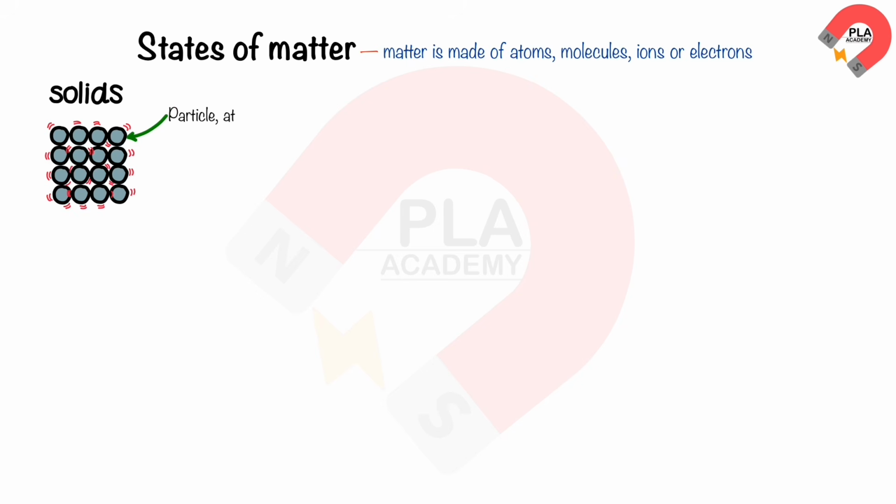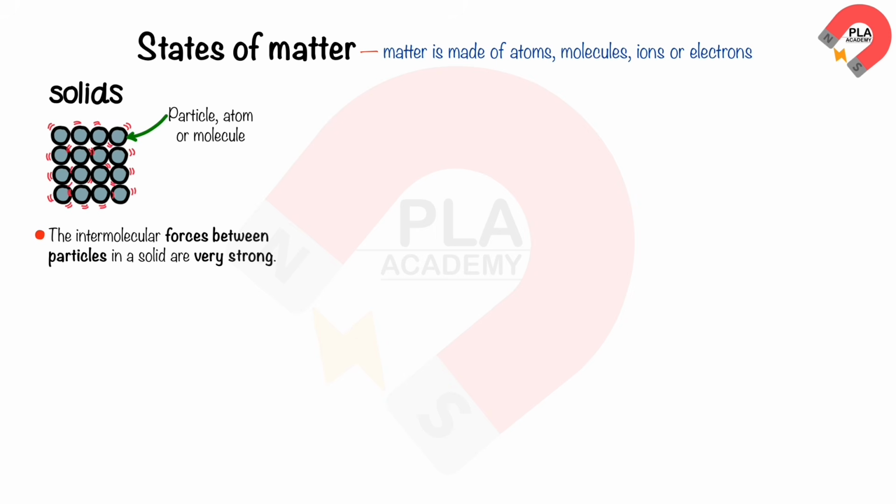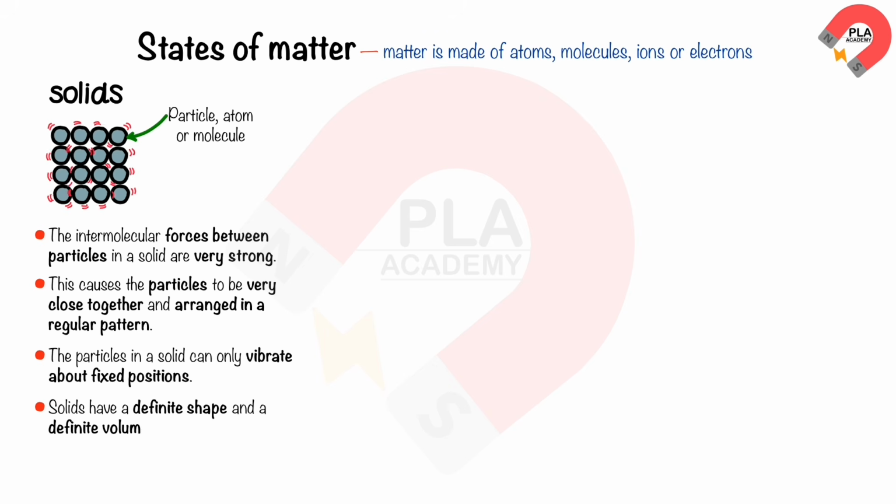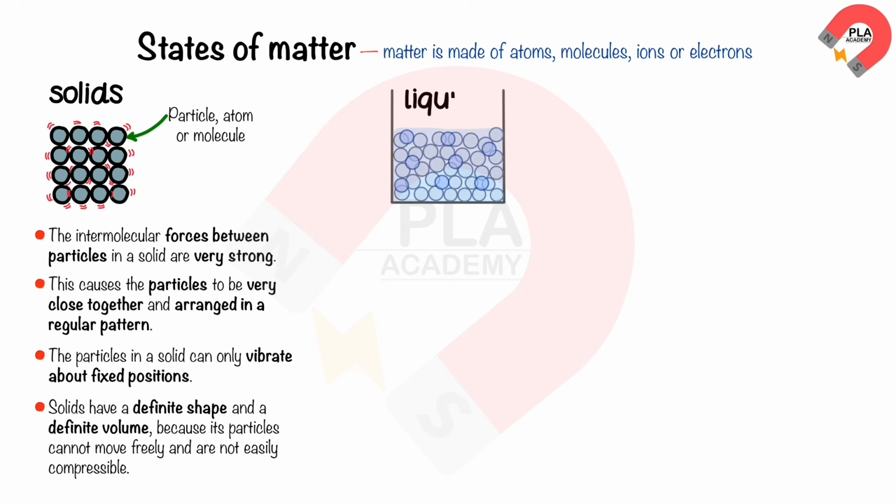Solids. Here is called particle, atom, or molecule. The intermolecular forces between particles in a solid are very strong. This causes the particles to be very close together and arranged in a regular pattern. The particles in a solid can only vibrate about fixed positions. Solids have a definite shape and a definite volume, because its particles cannot move freely and are not easily compressible.